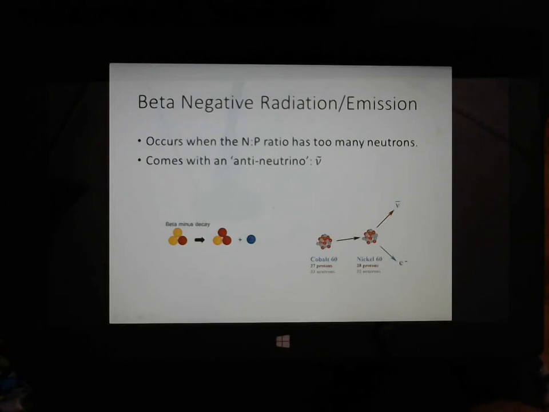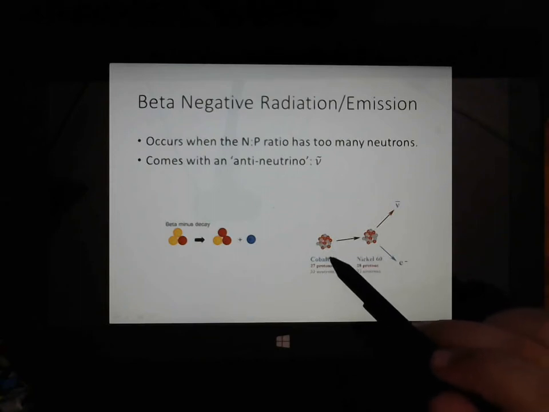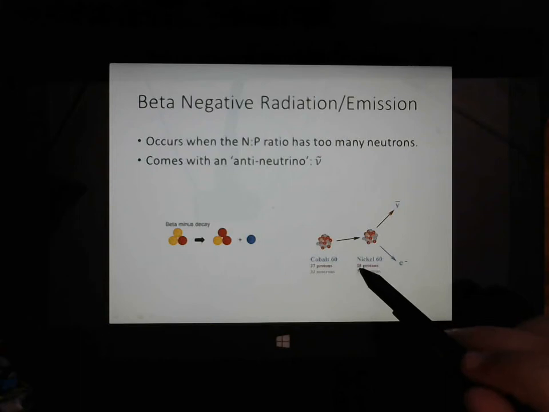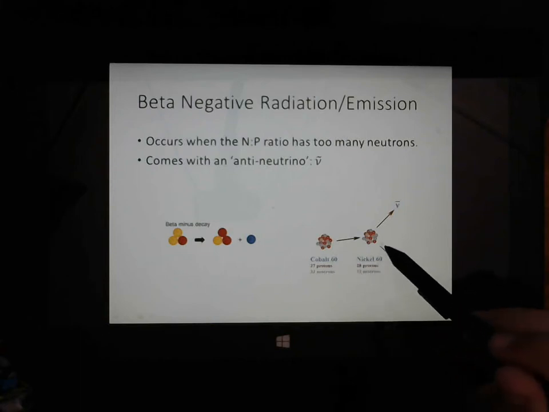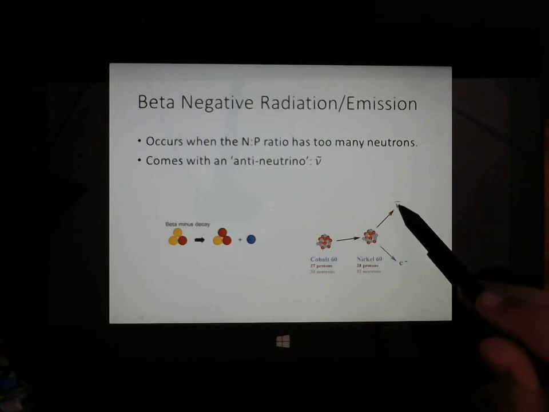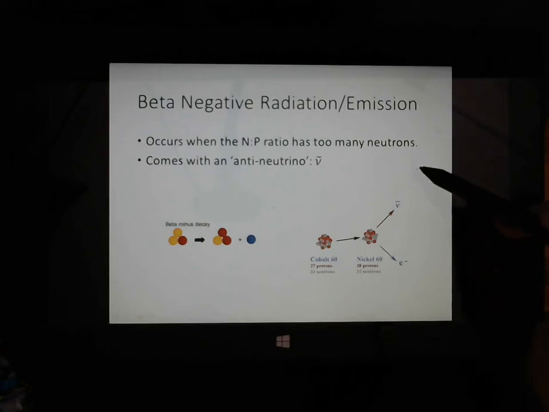Right, so here's a random text I found with an example I'm about to do, cobalt-60. We can see the count there, it becomes nickel-60. We can see that these two still add up to 60. Here's our beta particle, our electron, and here's our anti-neutrino, the V, or the Greek letter nu, I should say, with the hat on top. Okay? Let's have a look at some examples.